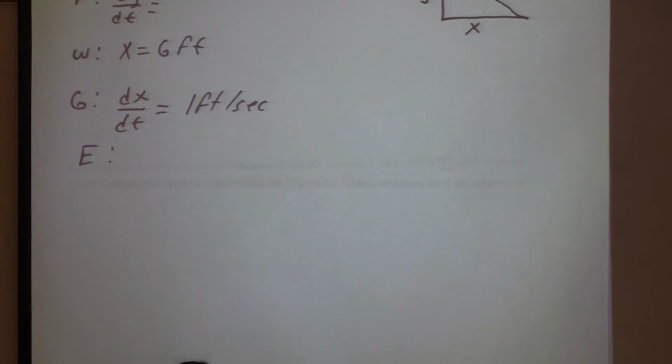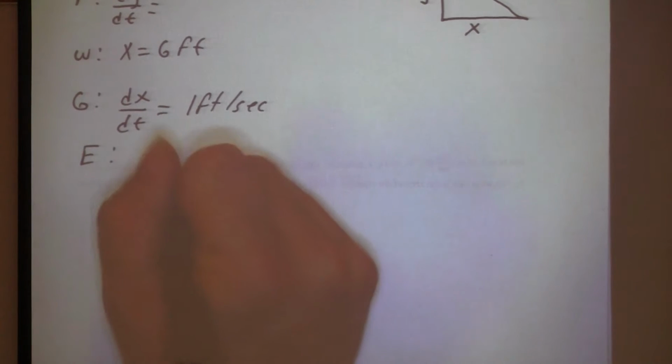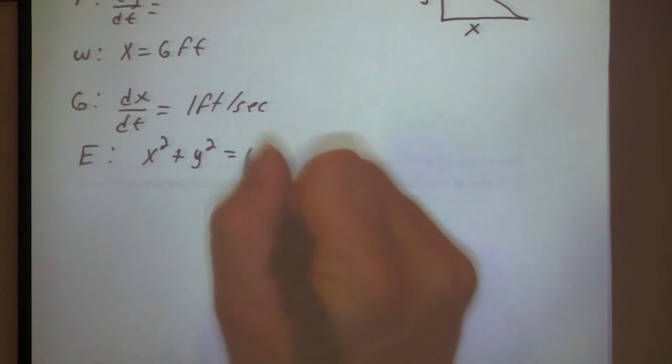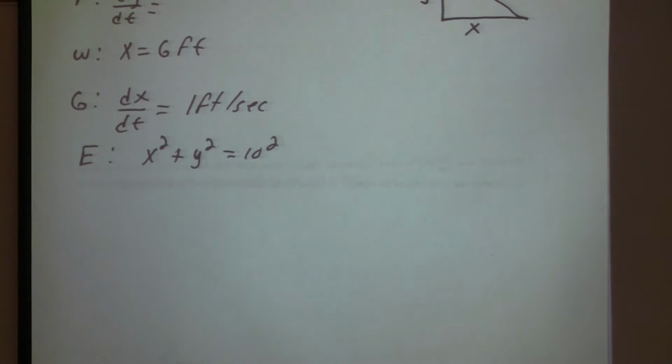The Pythagorean theorem? Okay, so what's the Pythagorean theorem? x squared plus y squared equals 10 squared. Why can I put that 10 in right now? Because it's never going to change, it's constant, right? So remember, things that are constant throughout the entire problem, never ever changing, you can replace at this point. Anything else, you have to wait until after you differentiate. Okay? So let's do it.